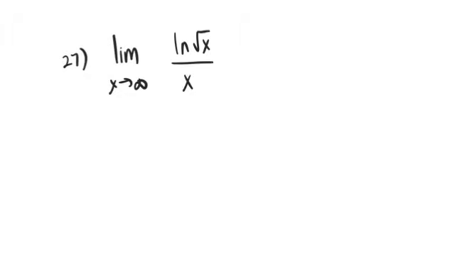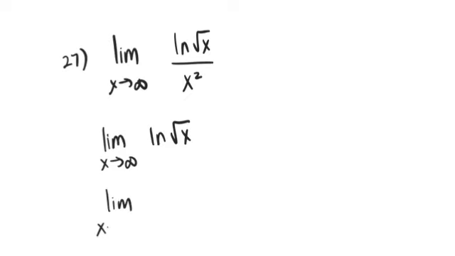Okay, let's try to do some problems like, let me see, maybe number 27 would be a good one to try. The limit as x goes to infinity of ln rad x divided by x squared, right? To write this properly, always show what happens to the top separately and what happens to the bottom separately. This bottom clearly goes to infinity.